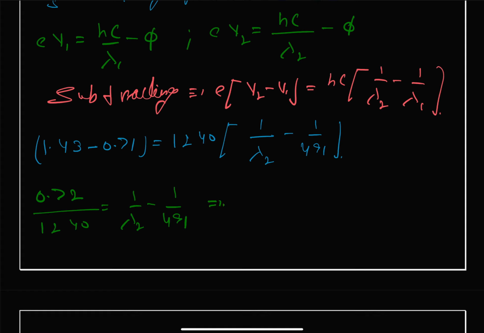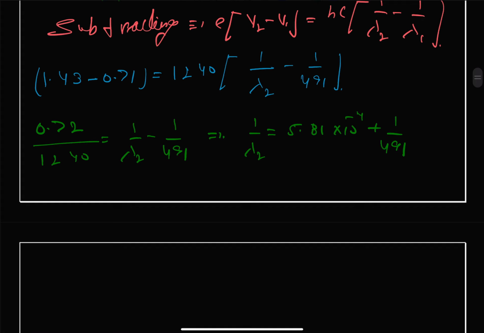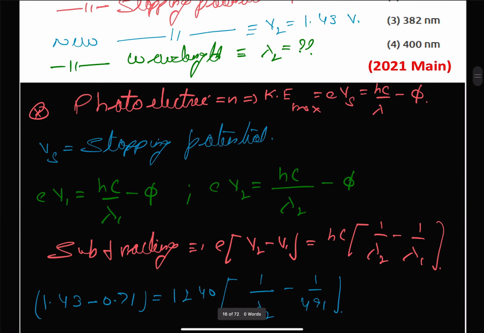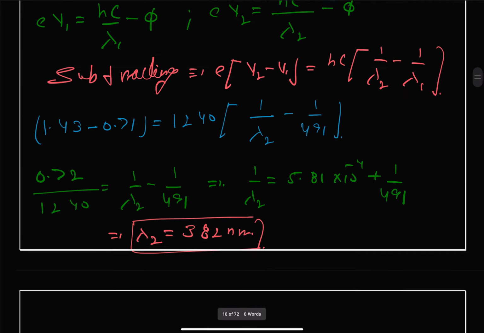This can be written as 1 upon lambda 2 is equal to 581 into 10 raised to power minus 4 plus 1 upon 491. So from here we get that the value of lambda 2 will be approximately equal to 382 nanometers. So option 3 is correct.